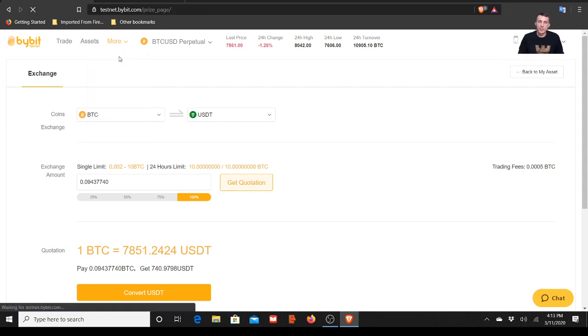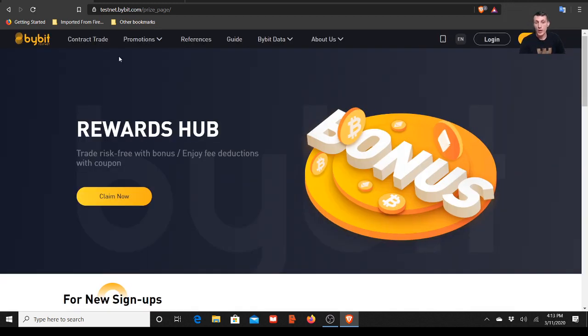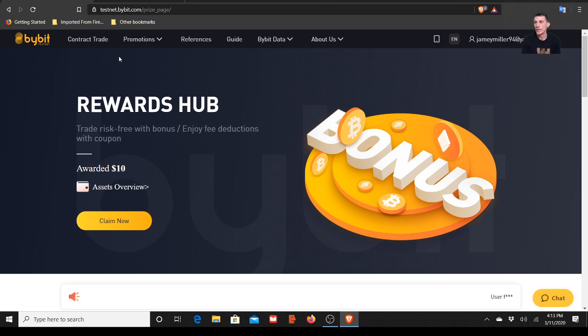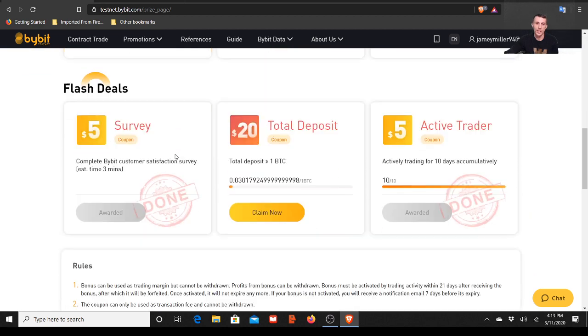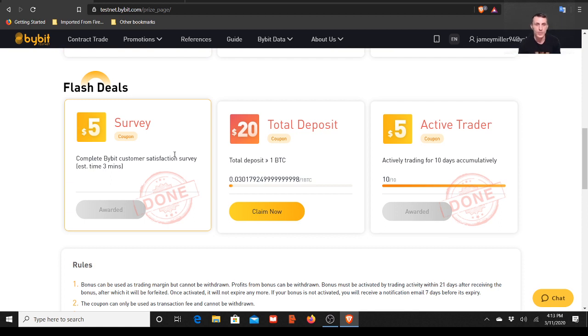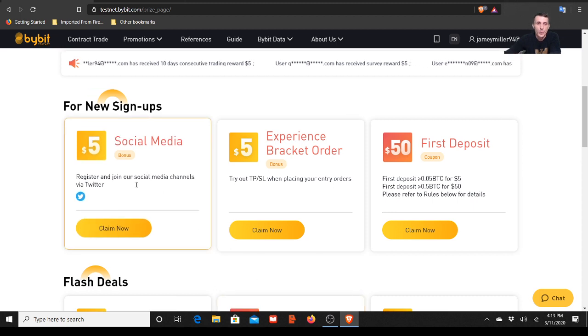Their rewards hub is pretty cool. They got some easy tasks to do, and you can earn coupons. And the coupons are for any trading fees that you incur. And it's kind of cool they do this, so that way you can get a decent amount of coupons added up, and you can trade free for quite a while if you're doing this right. And I will show you guys how you actually can get a kickback by adding liquidity to the order book. But here you can join their Twitter and claim a $5 coupon.